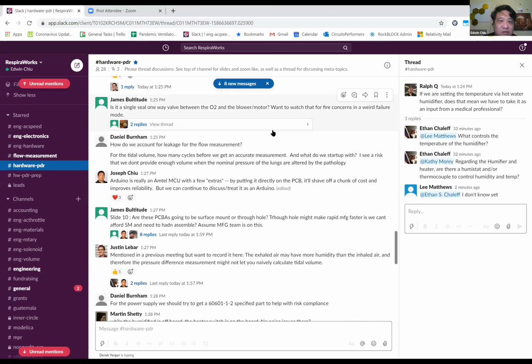Daniel writes, how do we account for leakage in the flow measurement for the tidal volume? How many cycles before we get an accurate measurement, and what do we start off with? I see a risk that we don't provide enough volume when the nominal pressure of the lungs is altered by pathology. Yep, that's a really good point.